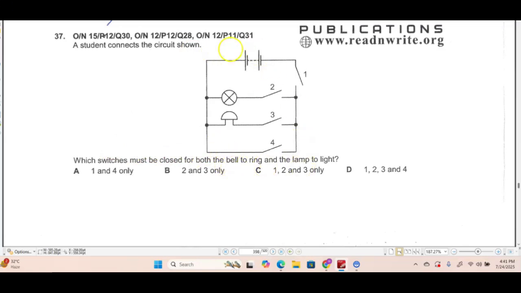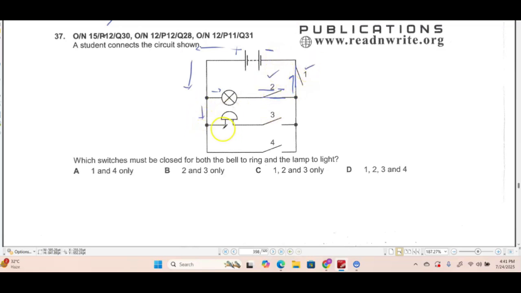This is the positive terminal. This is a negative terminal. So current starts to flow, and this is going to light up. And the current is going to go here. So this switch has to be closed, and then it is going to move here to reach the negative terminal. So this switch has to be closed as well. The 2 and 1 have to be closed.